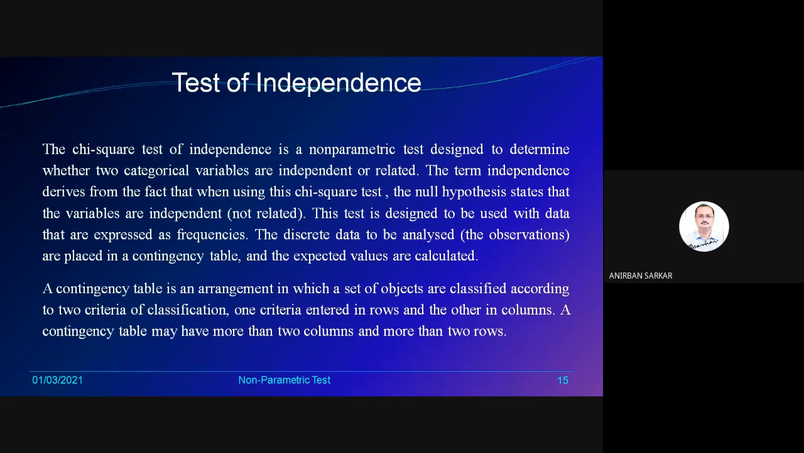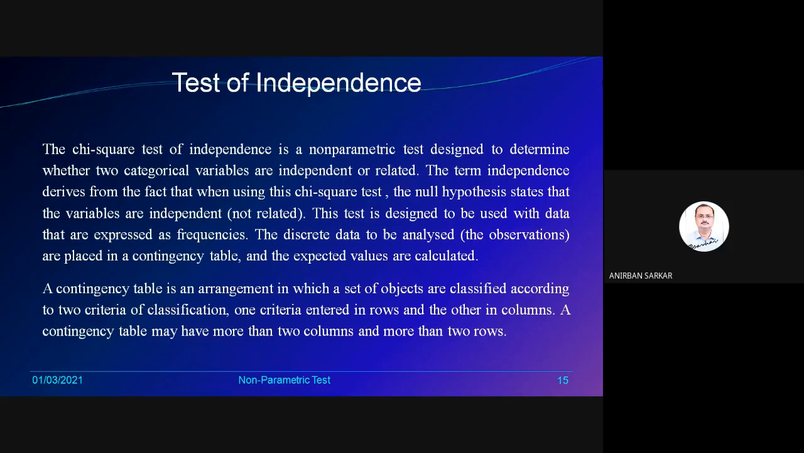A contingency table is an arrangement in which a set of objects are classified according to two criteria of classification, one criteria entered in rows, the other in columns. A contingency table may have more than 2 columns and more than 2 rows. So this is very clear that now we are going to apply this test of independence, the chi-square test.